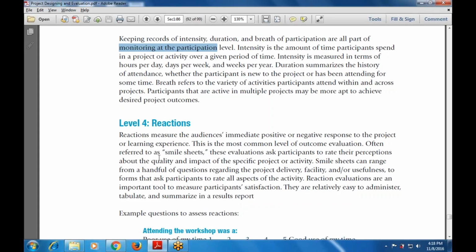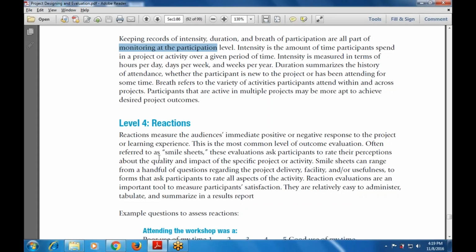So this is the most common level of the outcome evaluation, often referred to as smile sheets. These evaluations ask the participants to rate their perceptions about the quality and the impact of the specific project or activity. This can range from a handful of questions regarding the project delivery and the facility, to forms that ask the participants to rate all aspects of the activity.